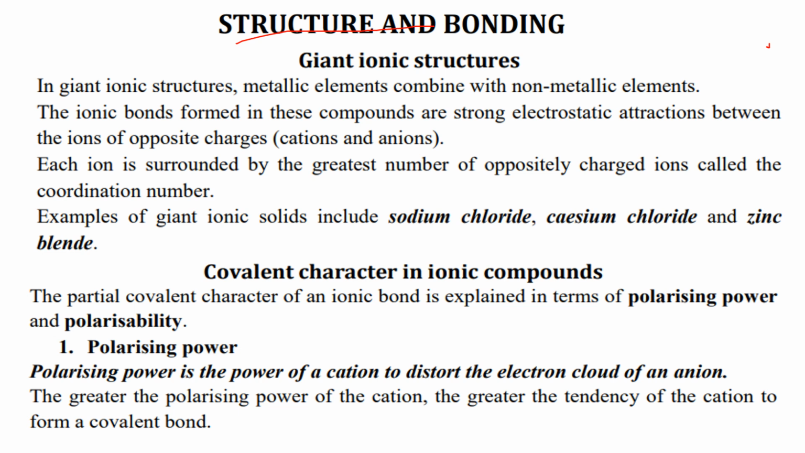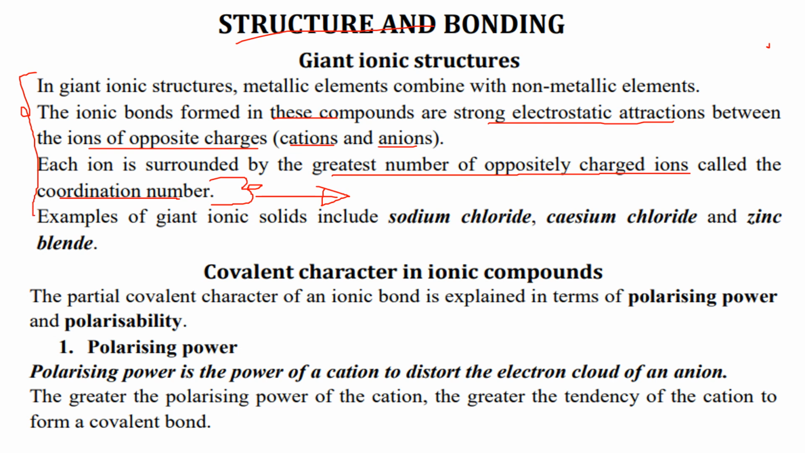Proceeding, the ionic bonds formed in these compounds are strong electrostatic attractions between ions of opposite charges, that is to say, those of the cations and those of the anions. Each ion is surrounded by the greatest number of oppositely charged ions, which is called the coordination number. You are going to look at the coordination number in more detail under the topic of transition elements, which is going to be the next video uploaded after completion of the videos under structure and bonding.